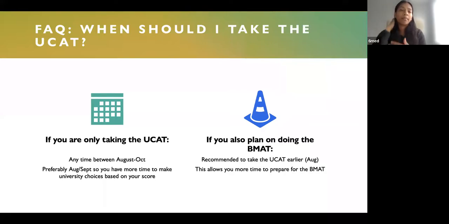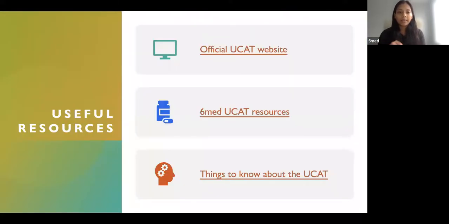You also have to remember that in September and October, you would have started your final year of school already, so you'll be focusing on your A-levels and other things. Just account for that and make sure you have enough time to study for these exams as well. Okay, so hopefully that was helpful.